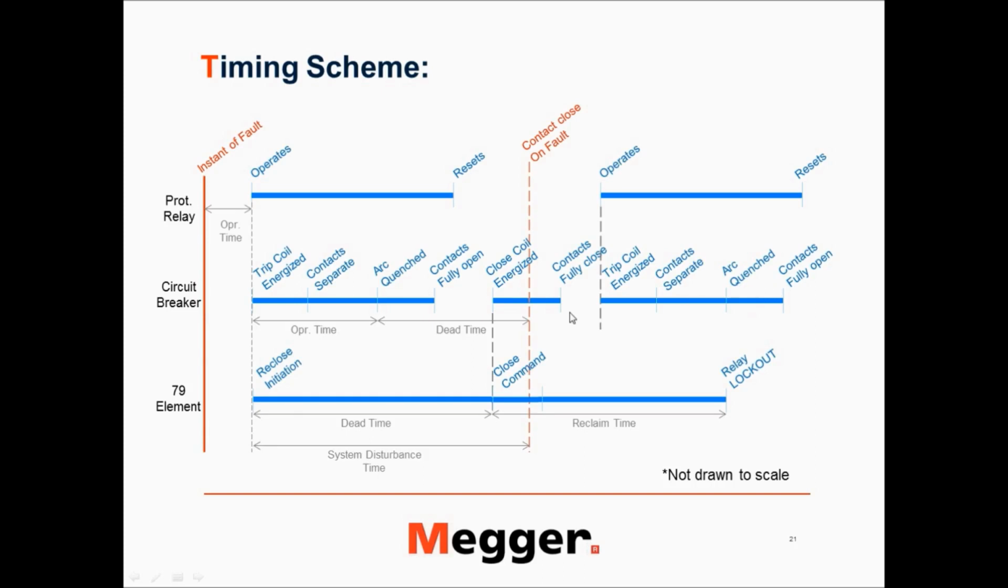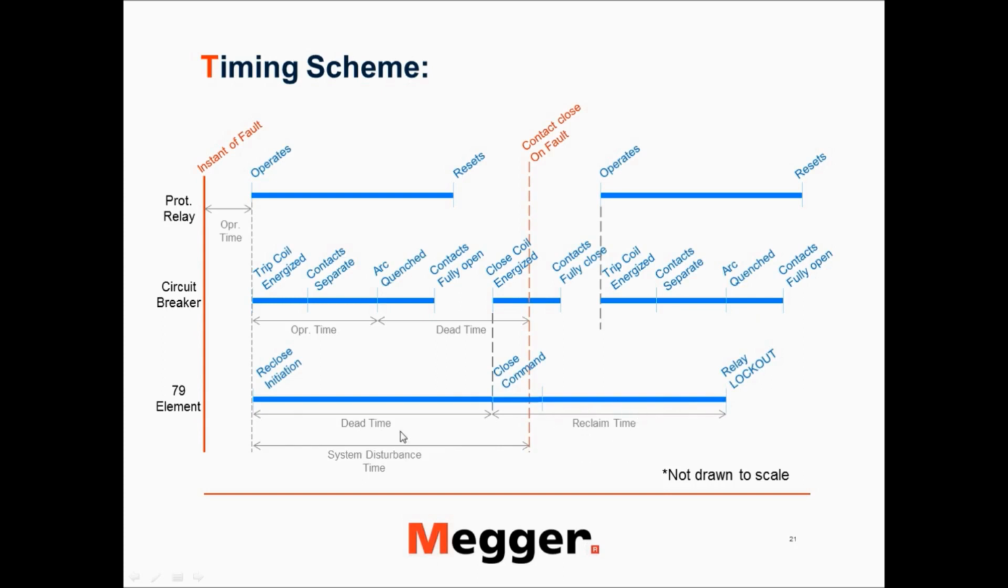So the same procedure happens again and again until the 79 element goes to lockout. So from the close command issued to the relay lockout, it is called the reclaim time of the 79 element.